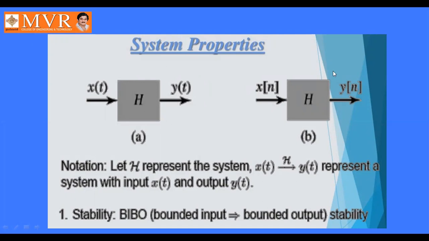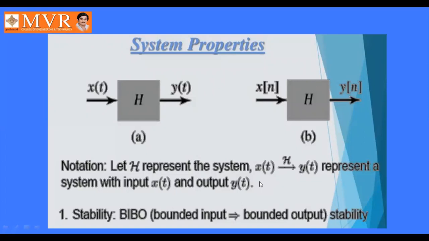Coming to the discrete time signal, H is the system with x of n as the input and y of n as the output. The notation is like this. Let H represent the system, x of t tends to y of t through H, which represents a system with input x of t and output y of t.